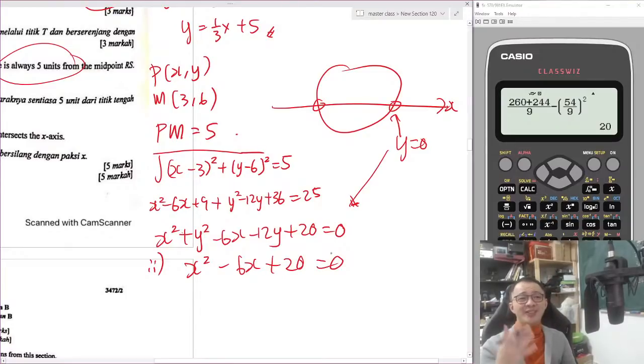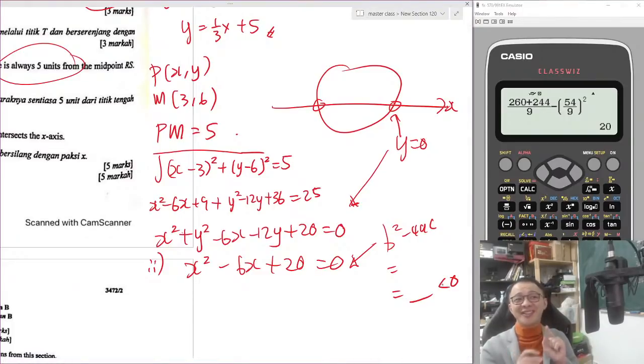And then I want to know if it intersects or not. What I want to show is that it doesn't intersect, right? This is a quadratic. If you want to show it doesn't intersect, what do we do here? We do b squared minus 4ac. If at the end, the answer is less than 0, it basically means it does not intersect. So this is how we show it. b squared minus 4ac helps you show whether it intersects or not.